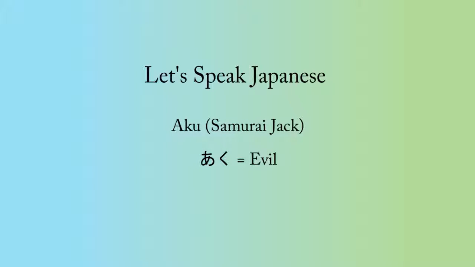Okay, so for the next example, we have the word aku, which uses the letters a and ku. So together, aku. And the meaning for that is evil. And for anybody who is a fan of the Samurai Jack cartoon series, you remember the evil entity, the monster named Aku. But of course, if you were to pronounce it in the proper Japanese pronunciation, it will use the letters a and ku, and the proper pronunciation will be aku.